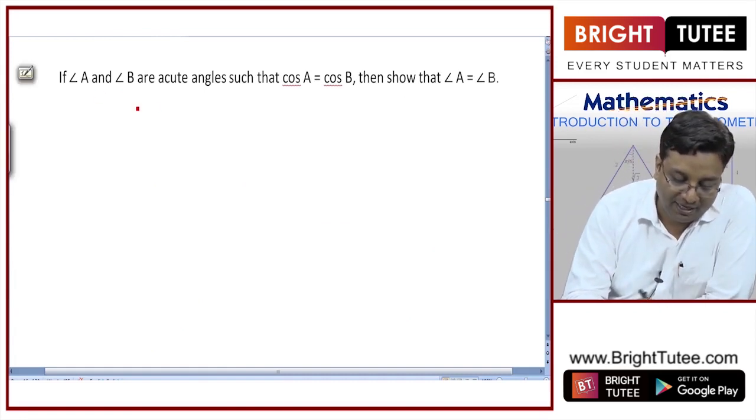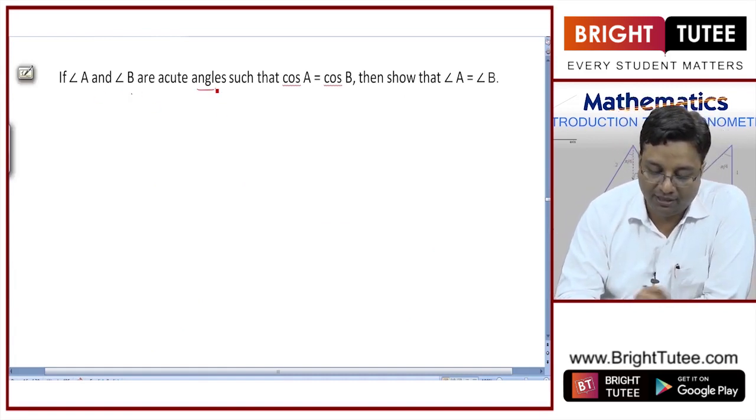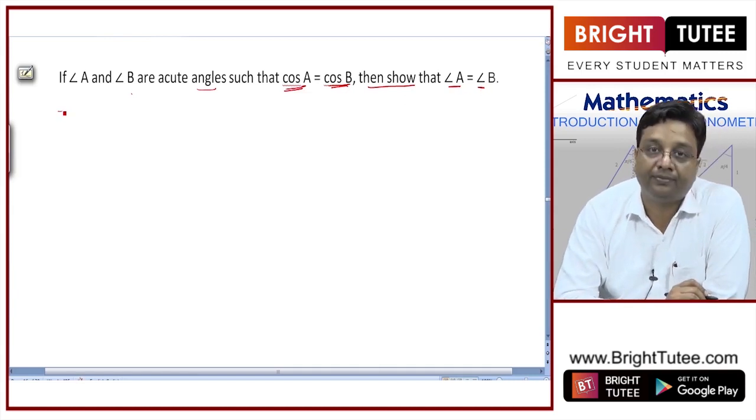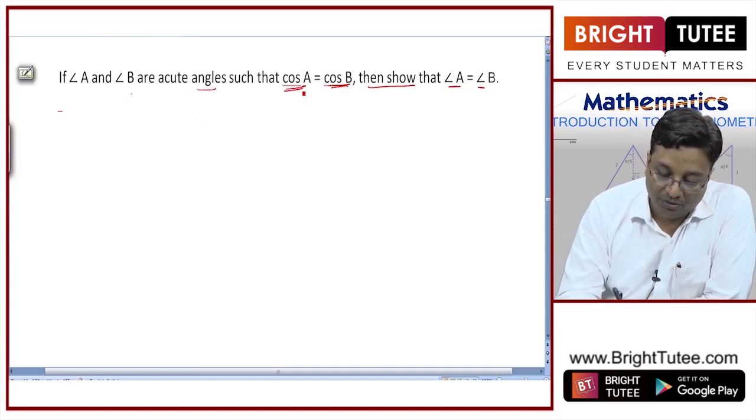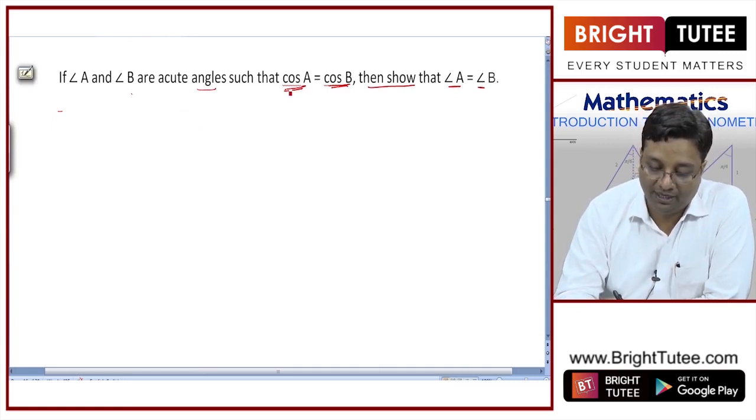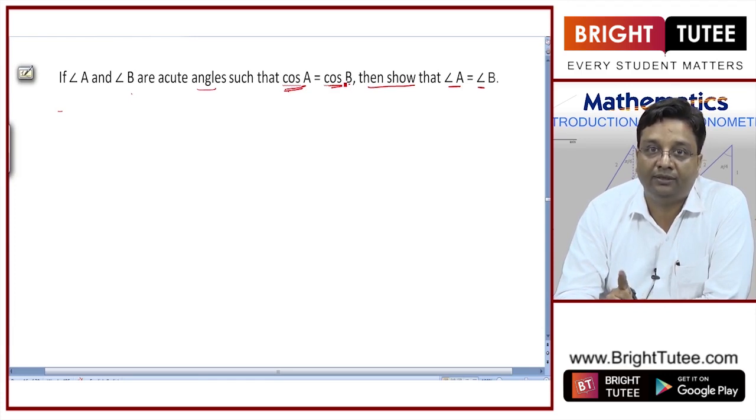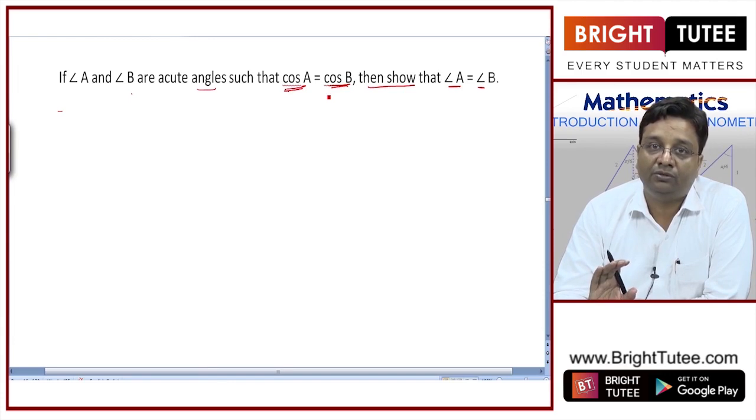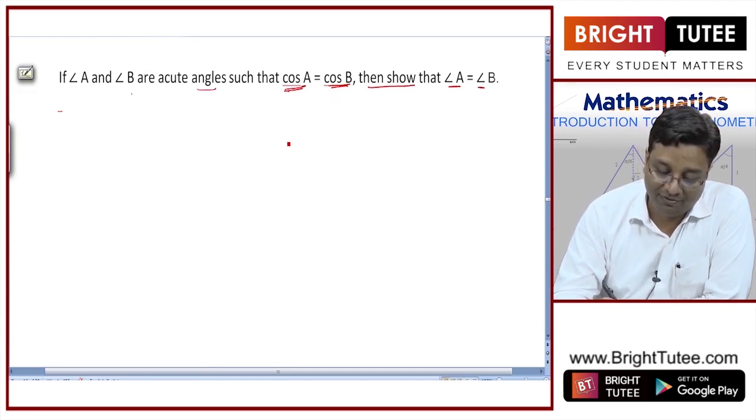Okay. If angle A and angle B are acute angles such that cos A is equal to cos B, then show that angle A is equal to angle B. In this type of question we have already done an example where sine of A was equal to sine of B, so the same algorithm needs to be followed here. I can leave this question for practice. Do it yourself.